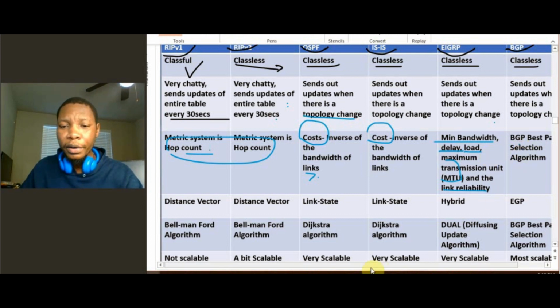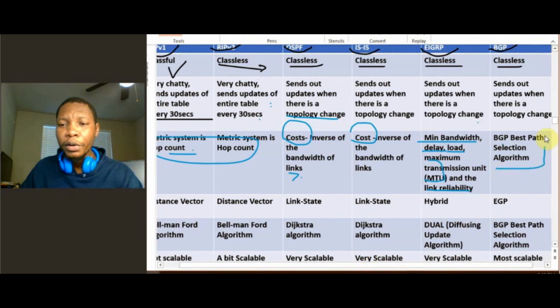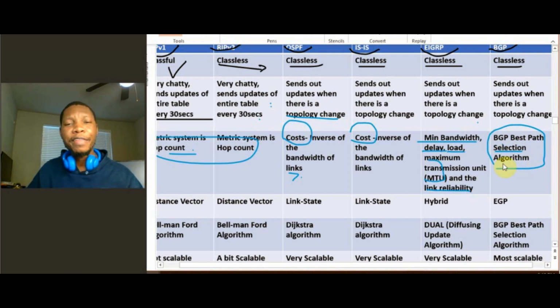BGP is more advanced, right? Its algorithm is the BGP best path selection algorithm. Best path attributes like weight, local preference, AS path, MED, just to mention a few. So BGP was more intense, but it's more efficient because it gives you more granular control over your route information. And that's why it's used on the internet, because it's very granular.